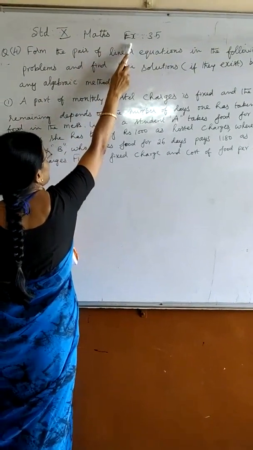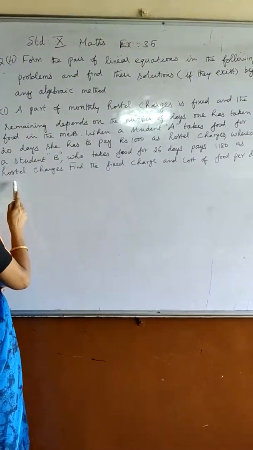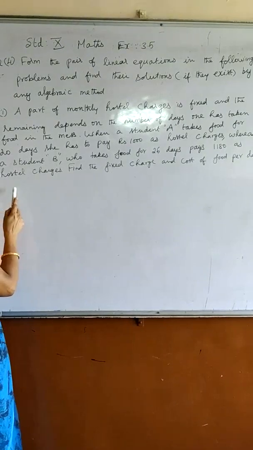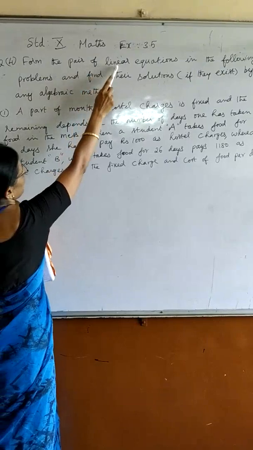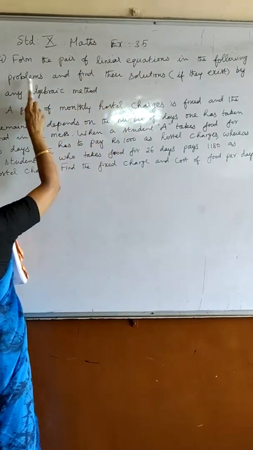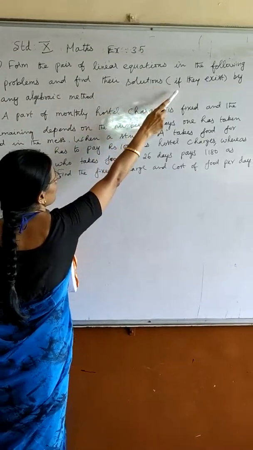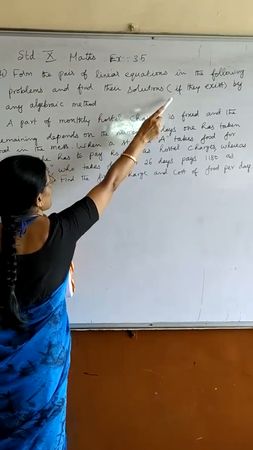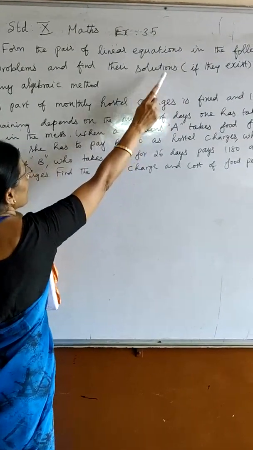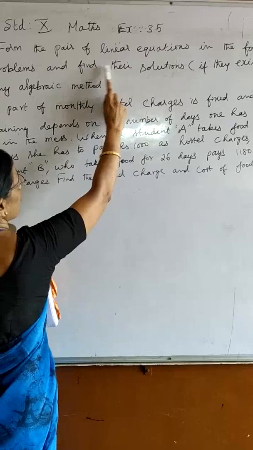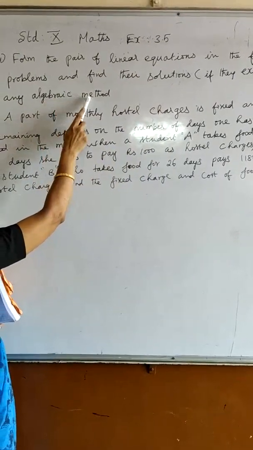Today we are continuing exercise 3.5. Here word problems are given. We have to frame equations and then we have to solve the equations. Form the pair of linear equations in the following problems and find their solutions if they exist. Suppose if there is no solution or infinite solution, we need not solve it. When it has any solution, we have to find the solutions by any algebraic method.